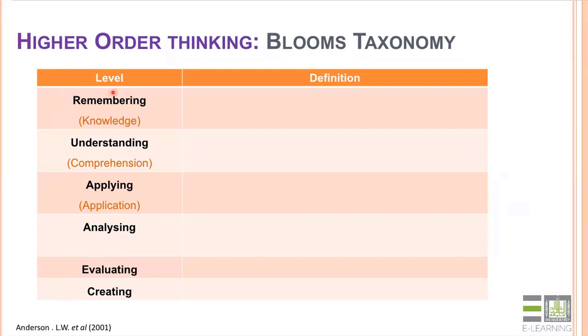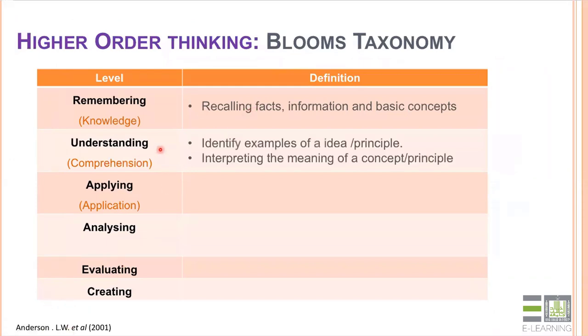So if we look at remembering at the top, remembering is us asking our students to recall facts or information or basic concepts. So that could be a typical multiple choice question where they've got to define what efficacy is. So they're just recalling facts. The next level of Bloom's taxonomy is understanding. And here we would ask our students to identify examples of principles or ideas or interpret the meaning of a principle. So that could be, for example, what does professionalism in the context of pharmacy mean? So that's interpreting the meaning of a specific principle.